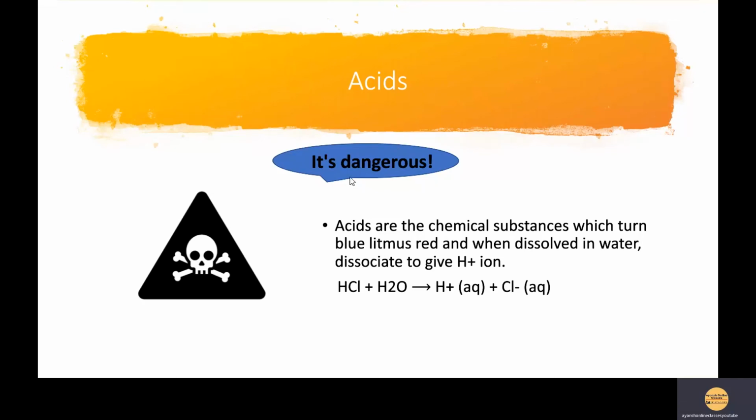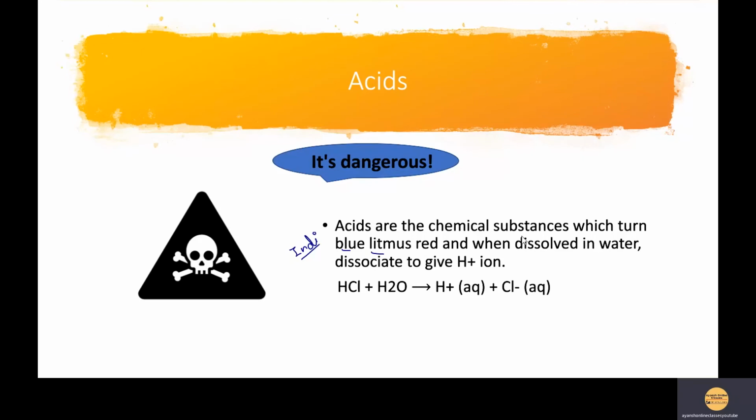Now, and also they should be handled with utmost care. Now let's define these acids. Acids are the chemical substances which turn the blue litmus red. This blue litmus paper is nothing but an indicator. Now what are these indicators? We are going to see it in precise, but just here for an introduction, these are the indicators which help us identify whether the given substance is acidic or basic.